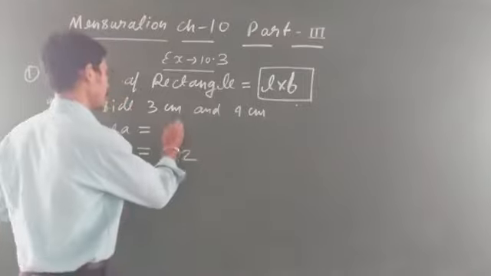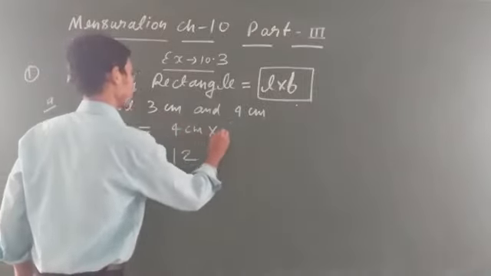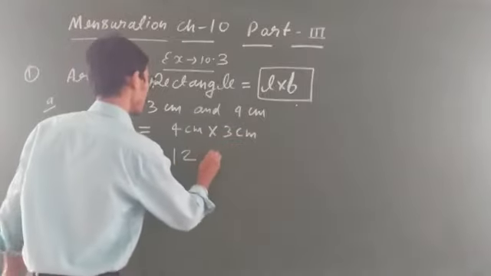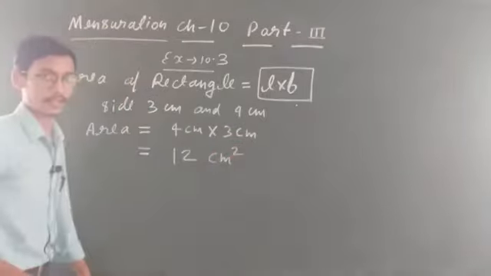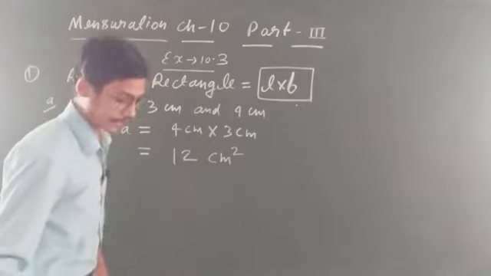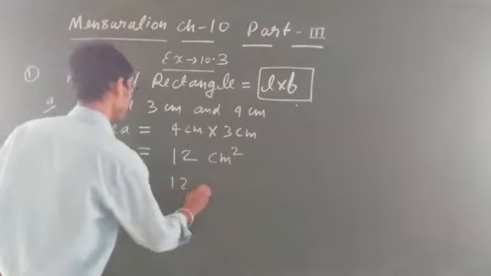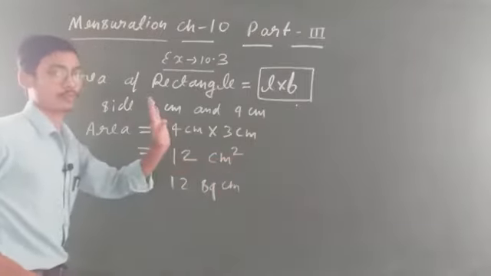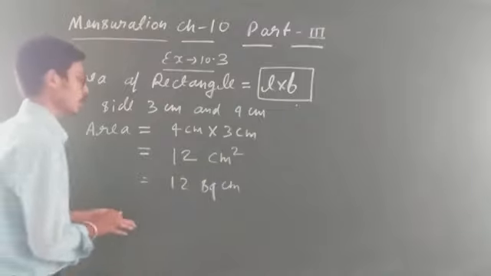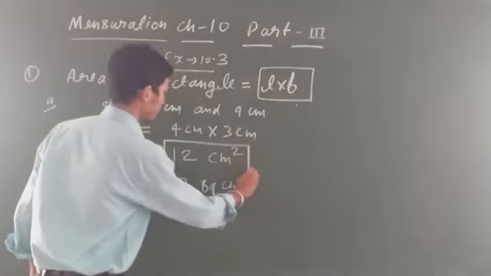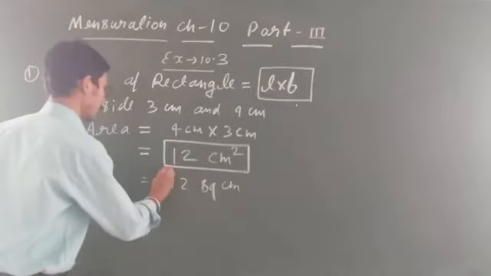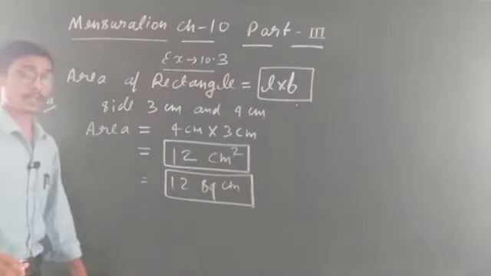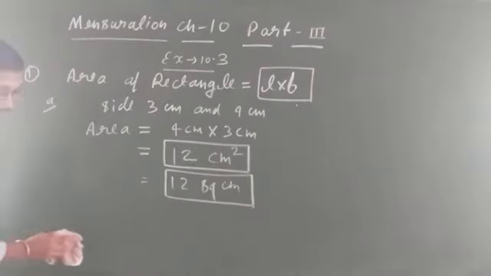Write down in a proper way: 4 centimeter into 3 centimeter, or multiply 2 times, 4 threes are 12, and how many times will you write centimeter? Centimeter square. Is that clear, student? So you have to write this down. In your book it is also given as 12 square centimeter. So this sq is square, both are the same. It depends on you what you want to write. This is also correct and this one is also your correct answer. Clear? Okay. So this is the area of the rectangle.